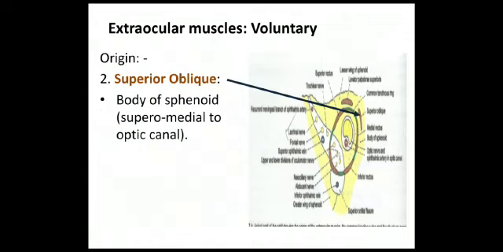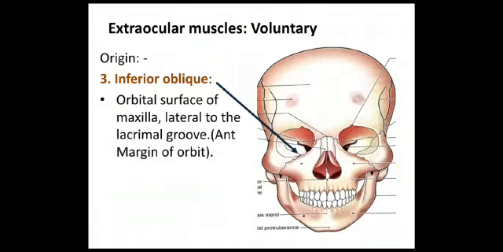So coming to the superior oblique muscle, this muscle arises from the body of the sphenoid, just superomedial to the optic canal. The inferior oblique muscle, while all the other extraocular muscles arise from the interior of the orbit, this muscle arises from the anterior aspect of the orbit. It arises from the orbital surface of the maxilla, just lateral to the lacrimal groove. So it is present in the anterior margin of the orbit.